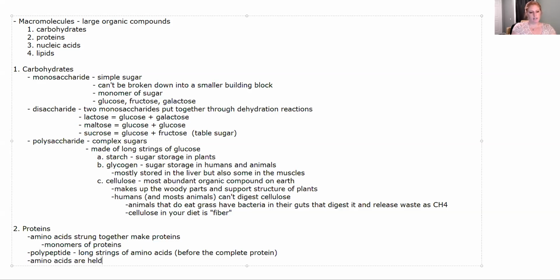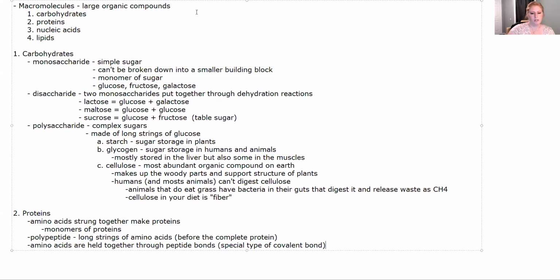Amino acids are held together through a special type of covalent bond called a peptide bond. Okay, so it's a special type of covalent bond that holds these amino acids together, but they're called peptide bonds. And so when you hear that term, you know we're talking about amino acids, okay? Not just any covalent bond in some other compound. We're talking about amino acids.